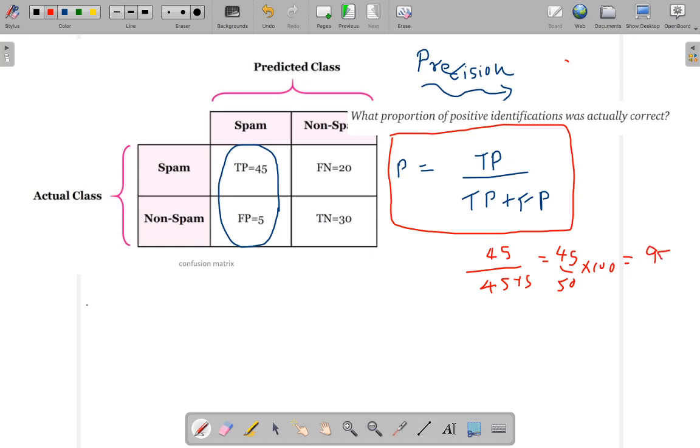So it's 90%. And that means whenever this model predicts an email as spam, it is true for 90% of the time, right? So you should understand, when you detect it as spam, what proportion of positives is correct? It is 90% of the time it's right. In our example, 50 emails were classified as spam and 45 of them were correct. So this is basically the precision.